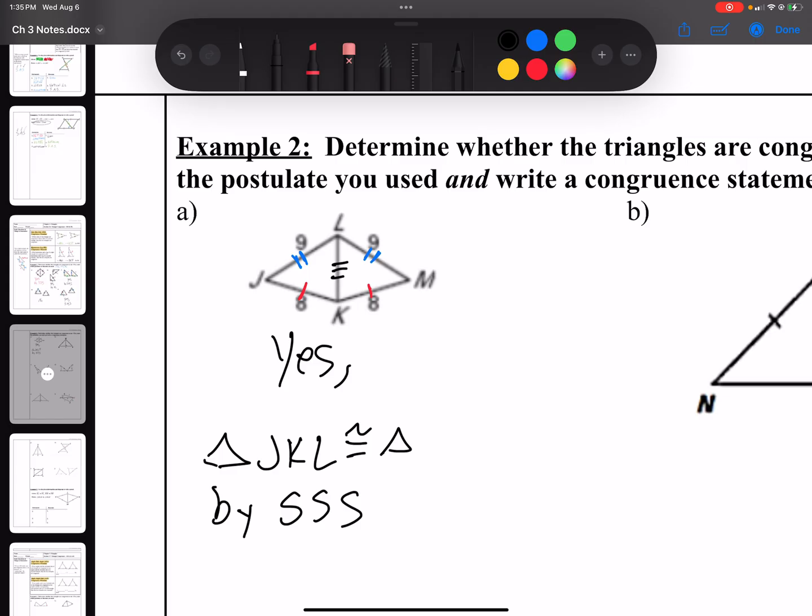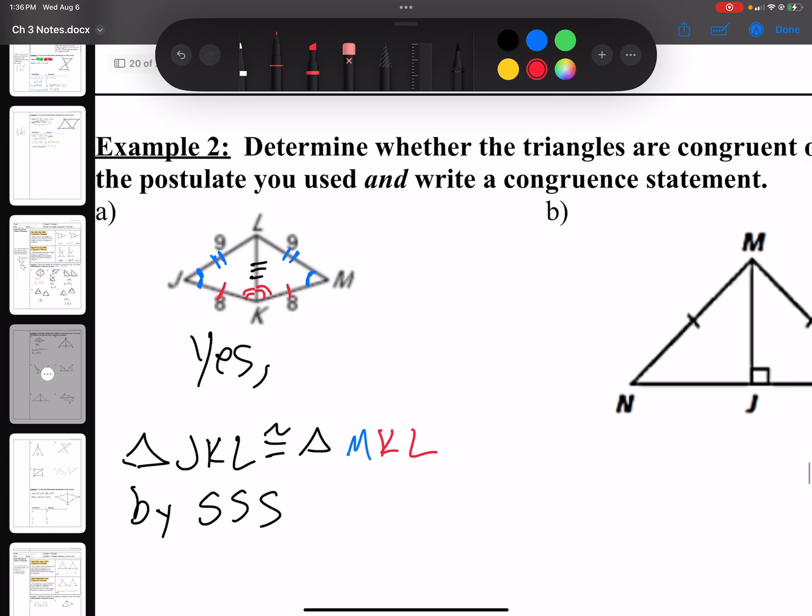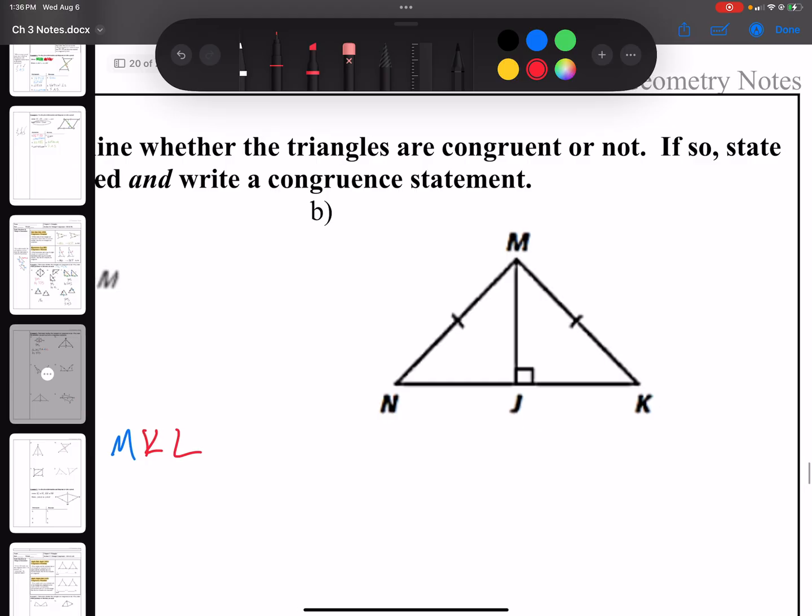So I started off with J, which connects the 1 and 2. What connects the 1 and 2 over here? M. That has to be first. Then I said K, which connects the 1 and 3. Connecting the 1 and 3 here is K. And then L.